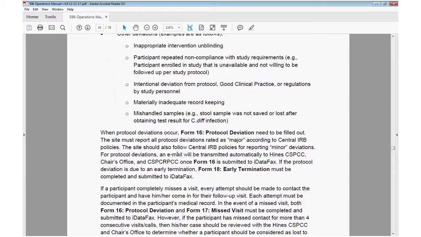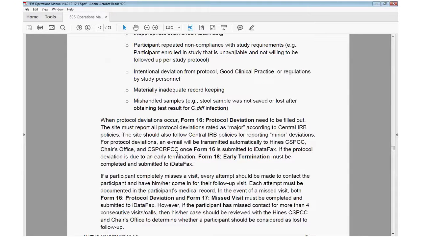When protocol deviations occur, Form 16, protocol deviation, needs to be filled out. The site must report all protocol deviations rated as major according to the Central IRB policy. The site should also follow Central IRB policies for reporting minor deviations. For protocol deviations, emails will be transmitted automatically to Heinz CSPCC, the chair's office, and CSP CRPCC once Form 16 is submitted to iDataFax. If the protocol deviation is due to early termination, Form 18 early termination must be completed and submitted to iDataFax. Major deviations have to be reported to us as well as the CIRB.